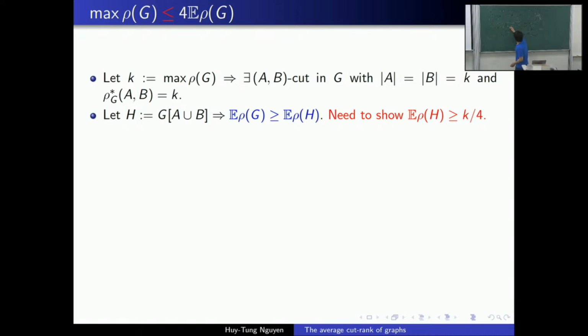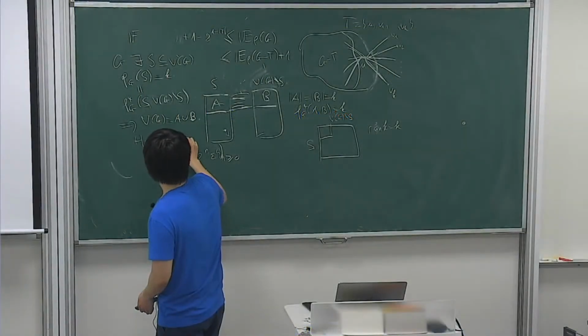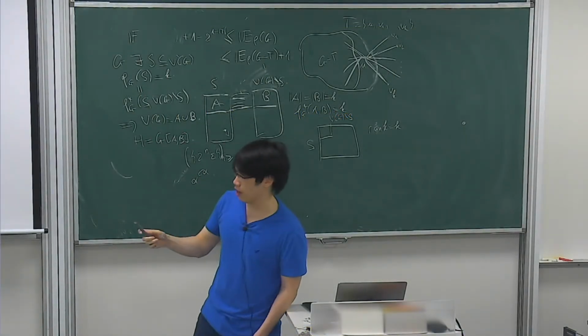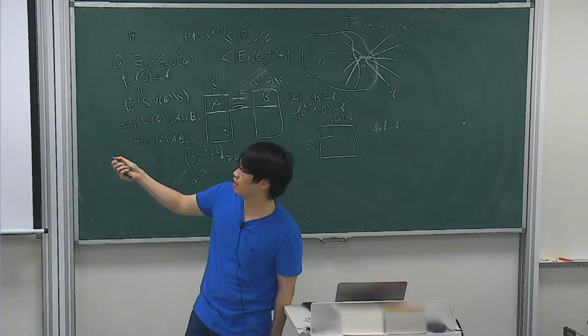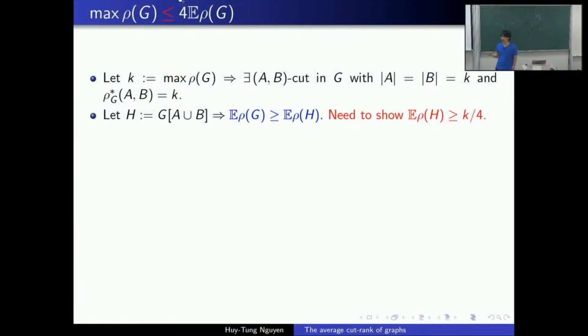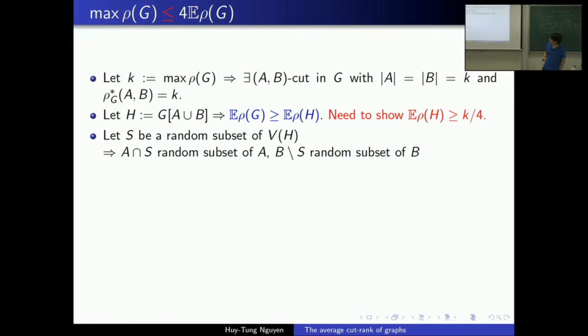And so if I let H be this, then we only have to care about the average cut rank of H. So actually, what we really need to show is that the average cut rank of H is at least k over 4. And so now the problem boils down to proving this inequality instead of proving the inequality for G. And we know that the maximum cut rank of H is still k.